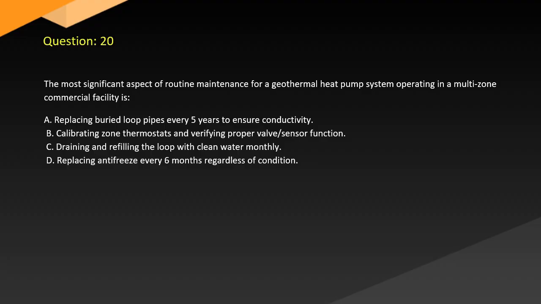Question 20. The most significant aspect of routine maintenance for a geothermal heat pump system operating in a multi-zone commercial facility is: A. Replacing buried loop pipes every 5 years to ensure conductivity. B. Calibrating zone thermostats and verifying proper valve sensor function. C. Draining and refilling the loop with clean water monthly. D. Replacing antifreeze every 6 months regardless of condition.